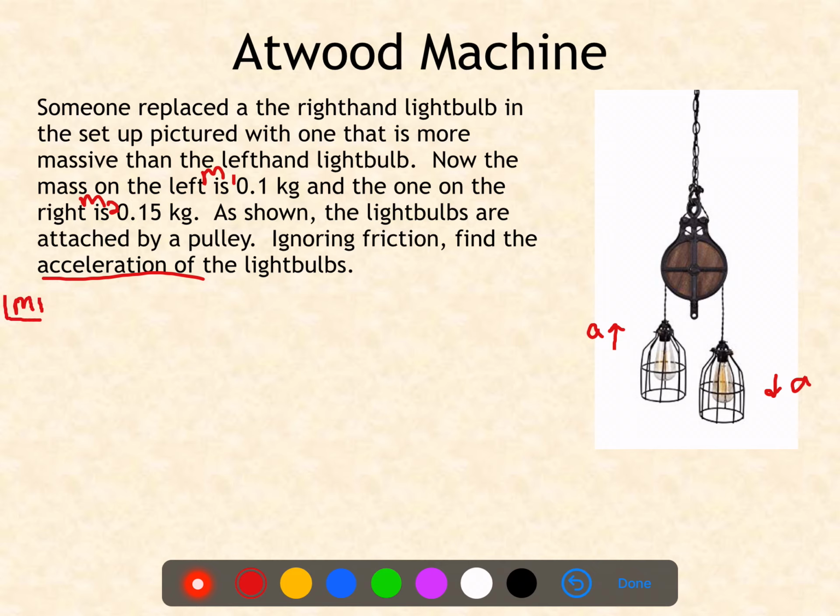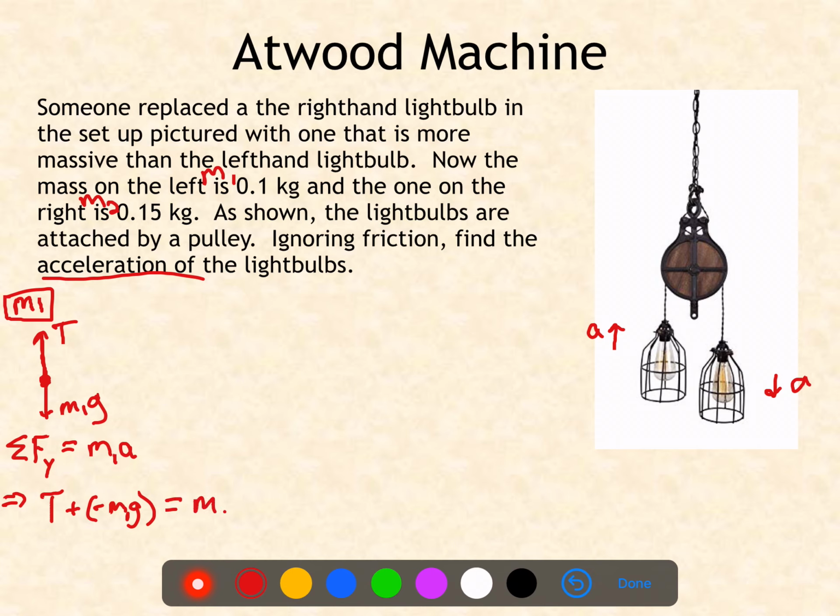Let's start with mass 1. For mass 1, I've got the tension force pointing straight up, and I've got the weight force pointing straight down. When I apply Newton's second law, I know that the sum of the forces, in this case all in the y direction, has to equal m times a. Well, what is this sum? We've got the tension force pointing in the positive y direction, and the weight force pointing in the negative y direction, so I'm going to add in negative mg. Simplifying this, the tension equals m1 times the quantity a plus g.